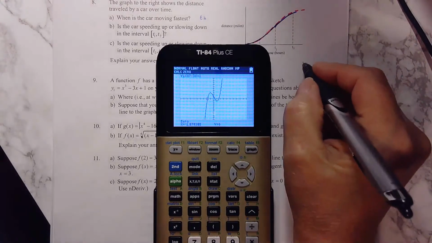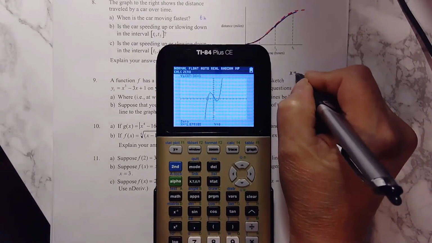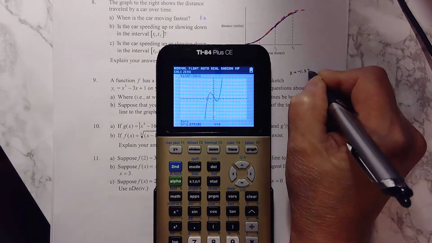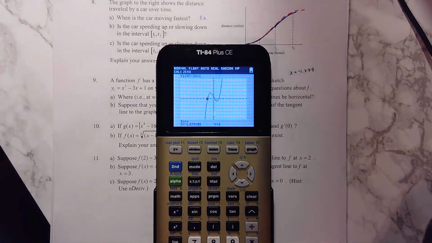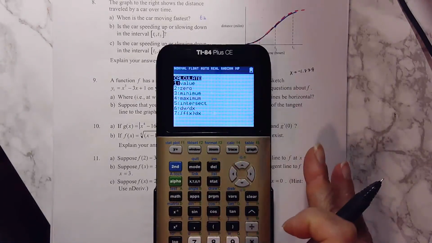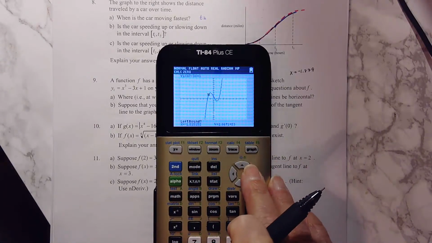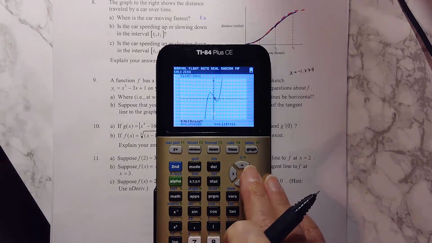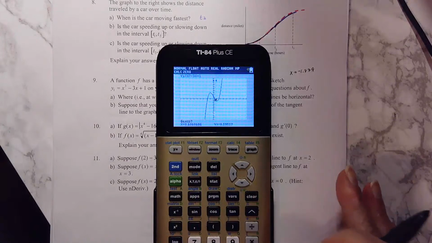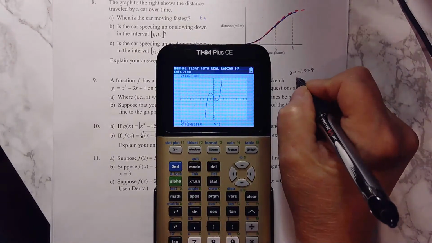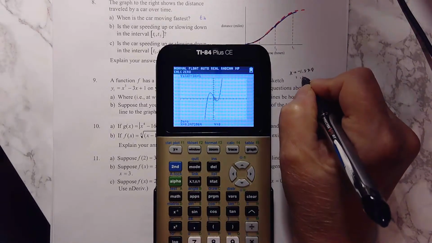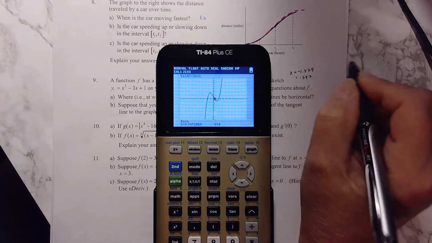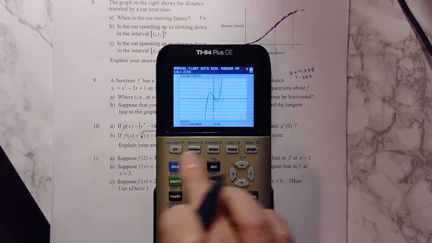I'm just going to jot it down over here. This is x equals -1.879. Okay, that's the first one. Now I have to do it again. Second calc 2. I'm going to arrow over to the next 0 I see, a little bit to the left, press enter, a little bit to the right, press enter one more time. And it looks like we've got 0.347. And one more time, second calc 2.